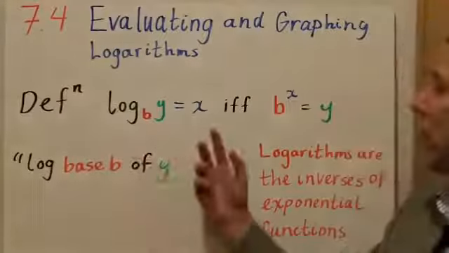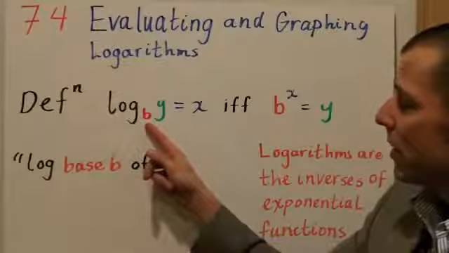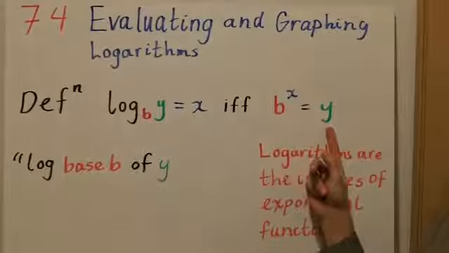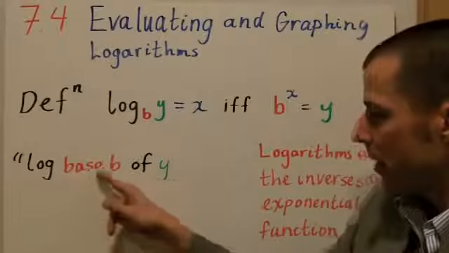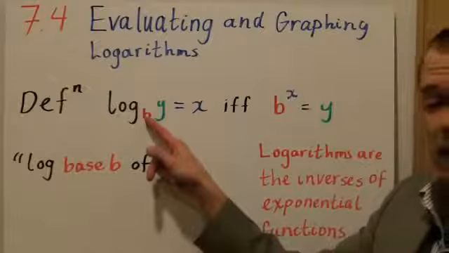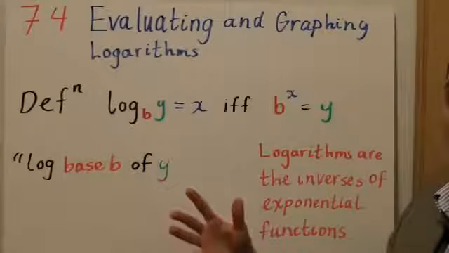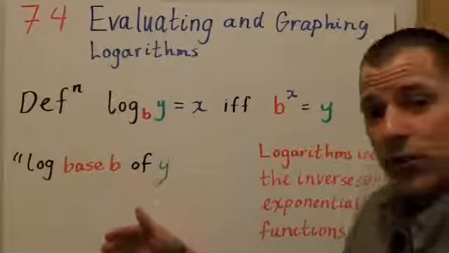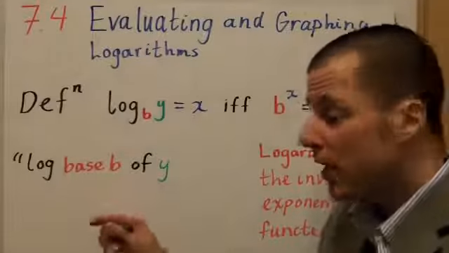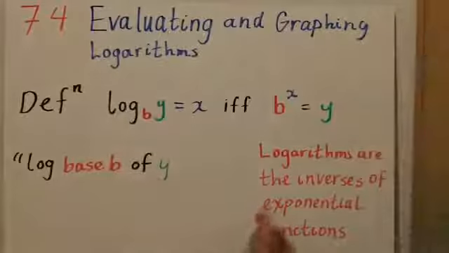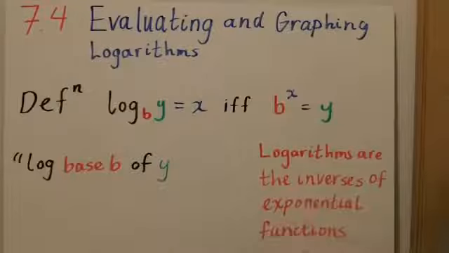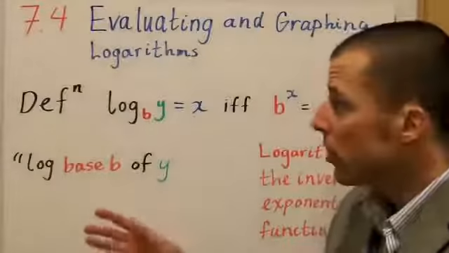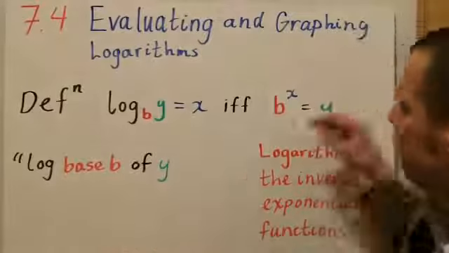Now the definition of a logarithm is simply this: the log base b of y is equal to x, if and only if b to the x equals y. We read the log as log base b of y. If b is 10, we normally don't write that. You won't see log base 10, much like when we do square roots, we don't see the 2 for the index. So just be aware of that. Logarithms are inverses of exponential functions, and exponential functions are inverses of logarithms. So we're going to spend some time with logarithms today.